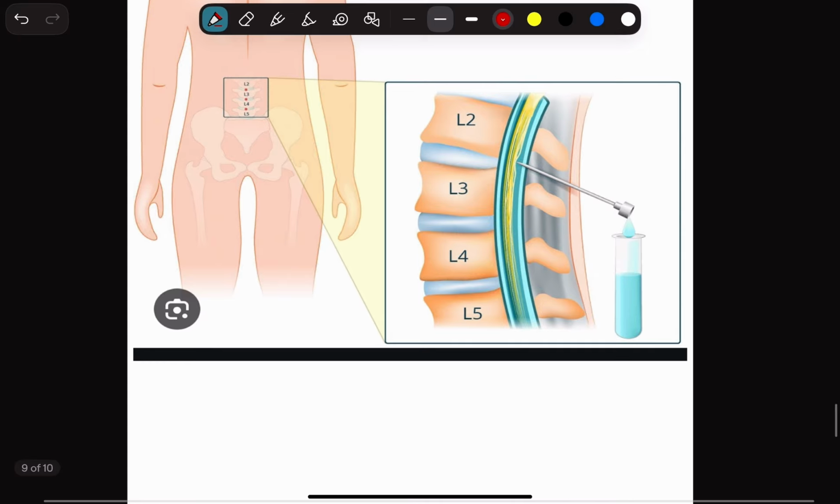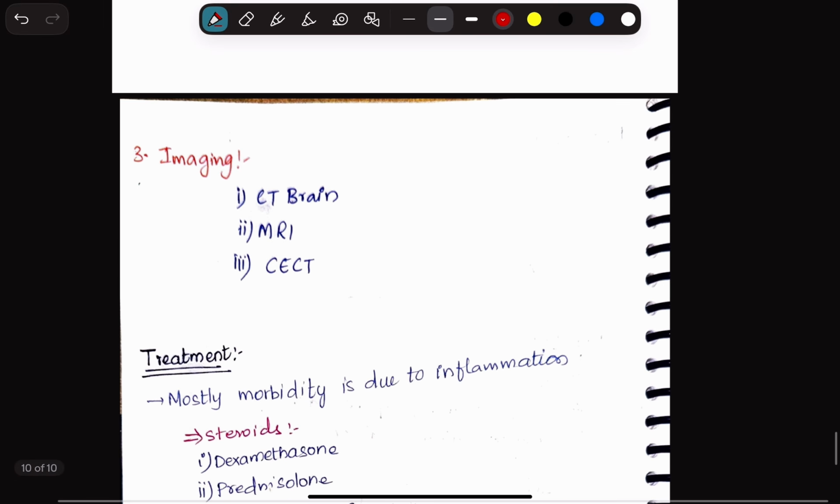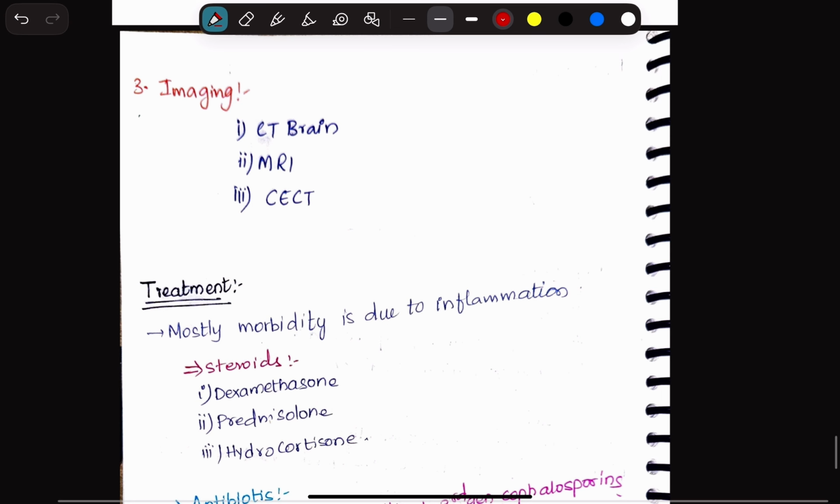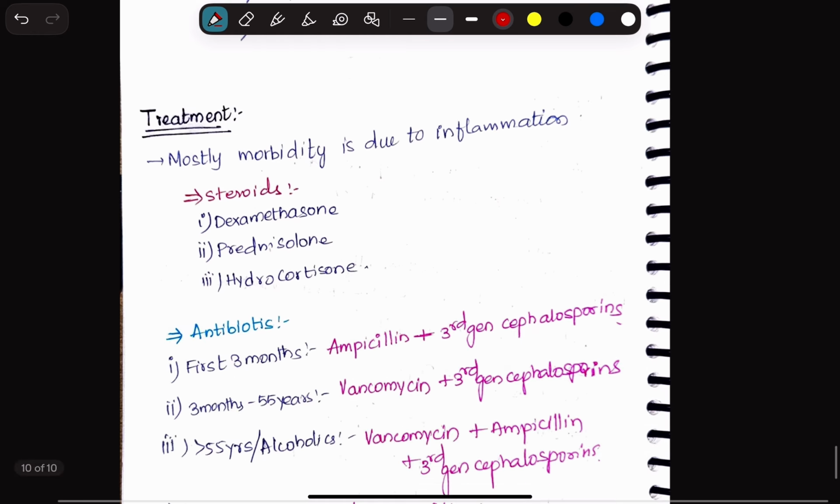You can see he is taking a CSF sample for analysis through lumbar puncture. Next is imaging. We go for CT brain, MRI, and CECT. Now let us move on to the treatment.